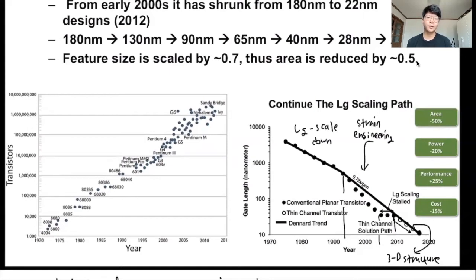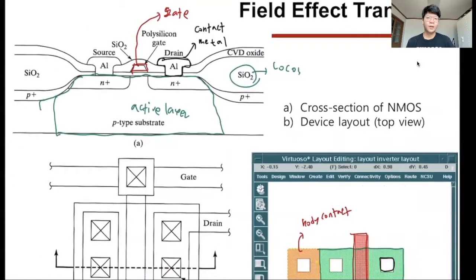So modern engineers use strain engineering to modulate the E-k diagram to make a lower effective mass. However, it had a limit. So nowadays we use a 3D structure.